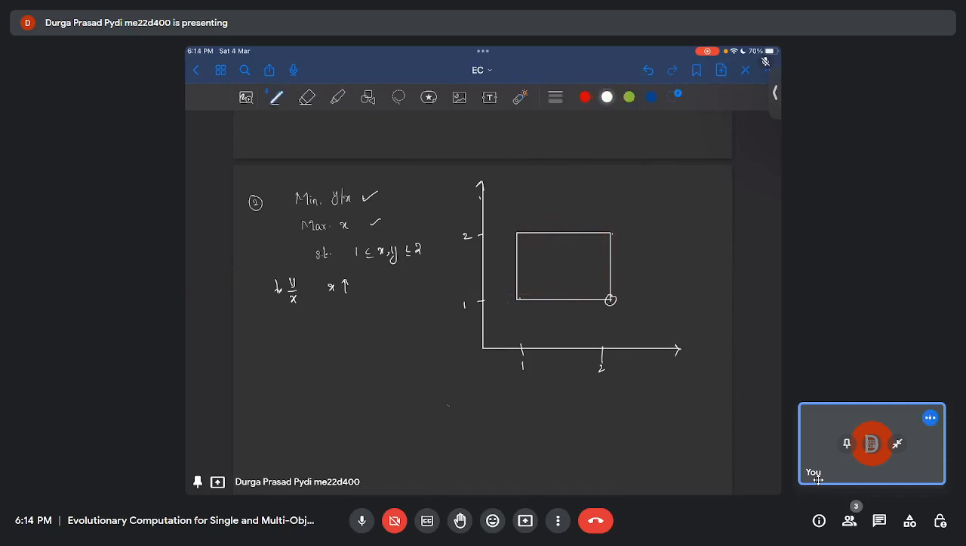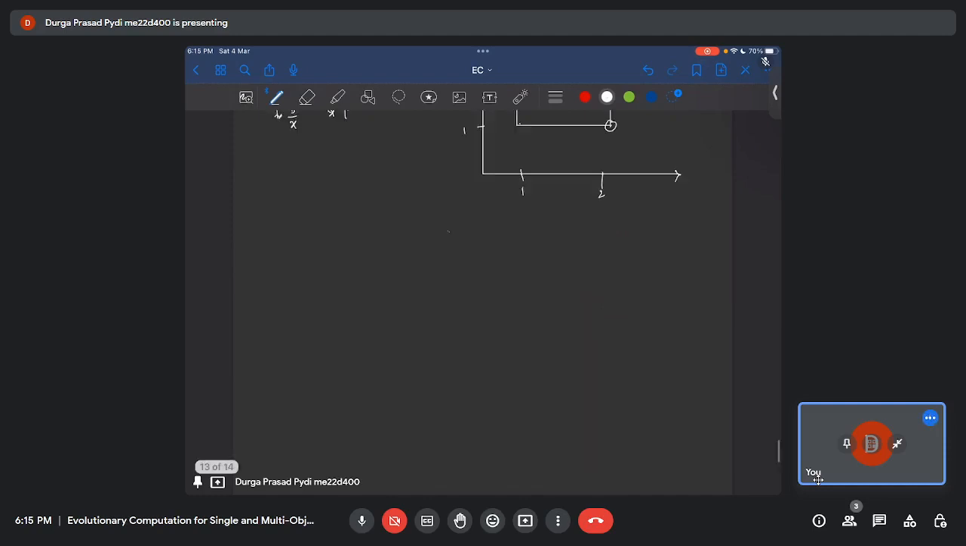These are the problems where the objective functions are not trying to conflict with each other, and in practice we usually do not encounter these problems. What we have is something like both the objective functions competing with each other. Something like this scenario where you want to minimize y by x, and at the same time you want to minimize the value of x as well in the same domain.